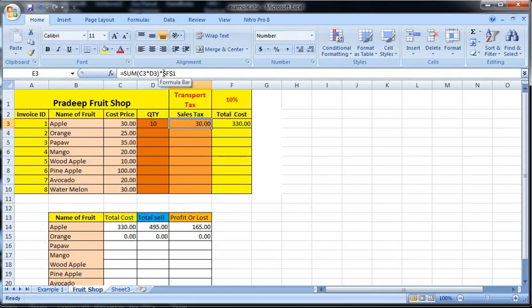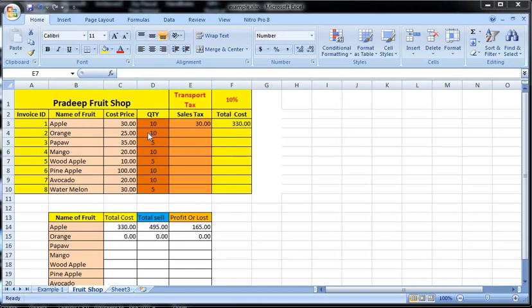Now I have mentioned here an absolute cell, a cell that never changes. It freezes, it locks that value, and it never changes to the next cell reference like the relative. And how did I get the total cost next? What I did is I multiplied the quantity by the cost and then added my sales tax. So I should get 330.